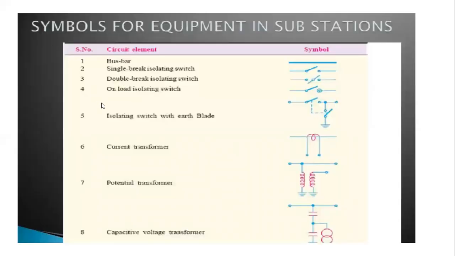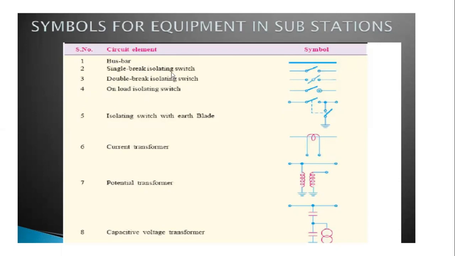Next is the symbols for the various equipment used in substations. We use different types of substation equipment. The first one is the bus bar. By using this bus bar we distribute the power. A bus bar means a bundle of conductors. This is the single line symbol for the bus bar.